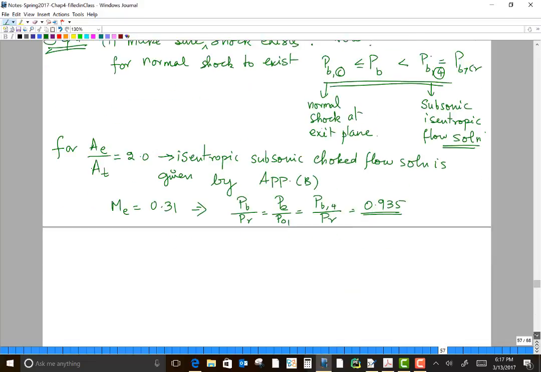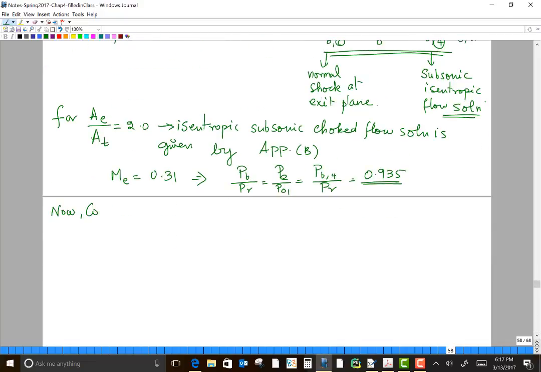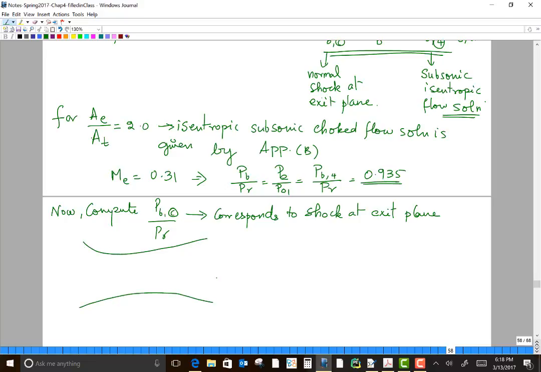Okay, so now we have to compute PBC. Now compute PBC by PR, right? Which corresponds to, let me write it this way, shock at exit plane. So if this is the converging diverging nozzle, and this is the shock at the exit plane, let's call this 1, 2, then M1 is from appendix B.